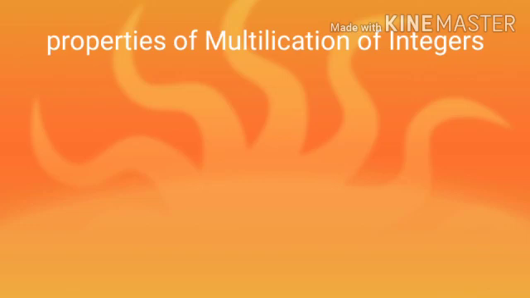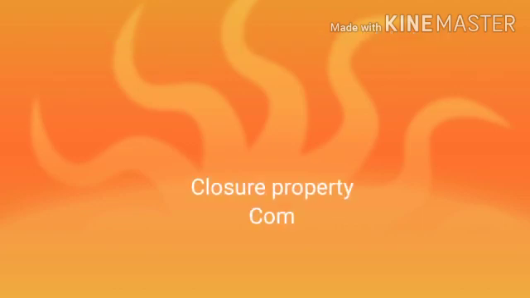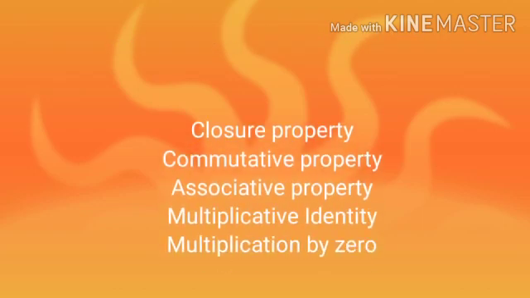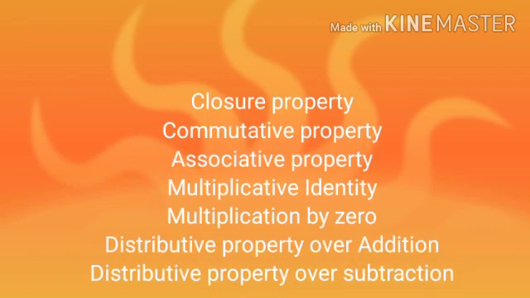Next, we can discuss the properties of multiplication of integers. Tell me now, how many properties are there in multiplication? Do you have any idea about it? The properties are closure property, commutative property, associative property, multiplicative identity, multiplication by zero, distributive property over addition, and last, distributive property over subtraction. These are the properties of multiplication of integers.